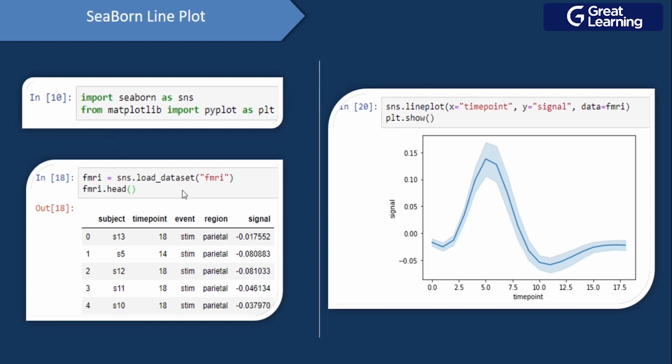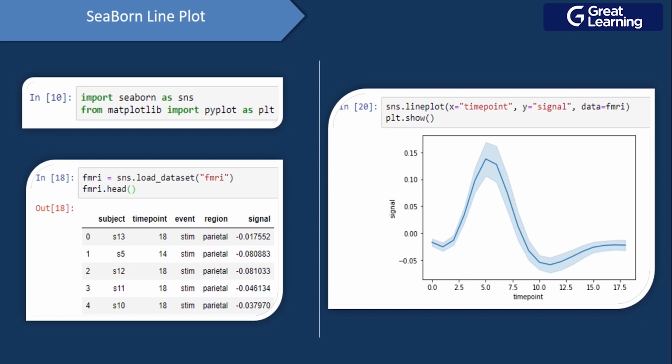And inside Seaborn, we have this method called load_dataset, and we have some built-in datasets inside the Seaborn library. And one such built-in dataset is the fMRI dataset. And I'm storing this in this new object called fmri. And then I'll have a glance at the first 5 rows of this dataset. So we have these columns. We've got subject, timepoint, event, region, and signal.